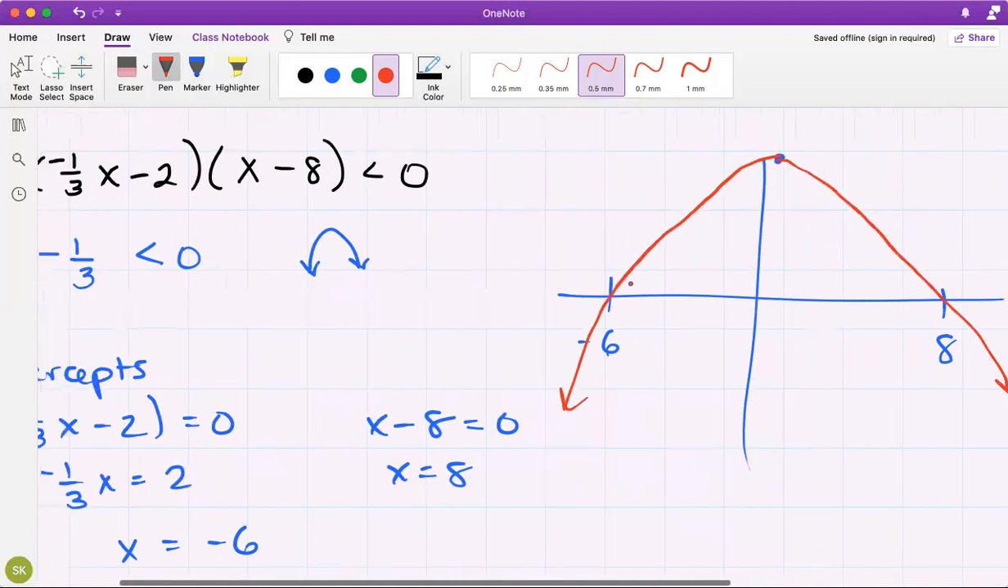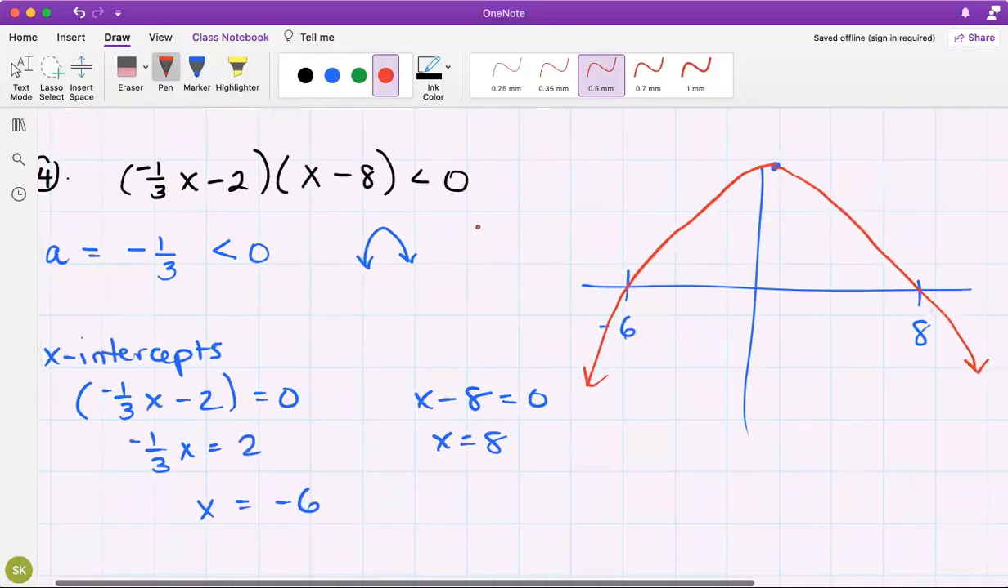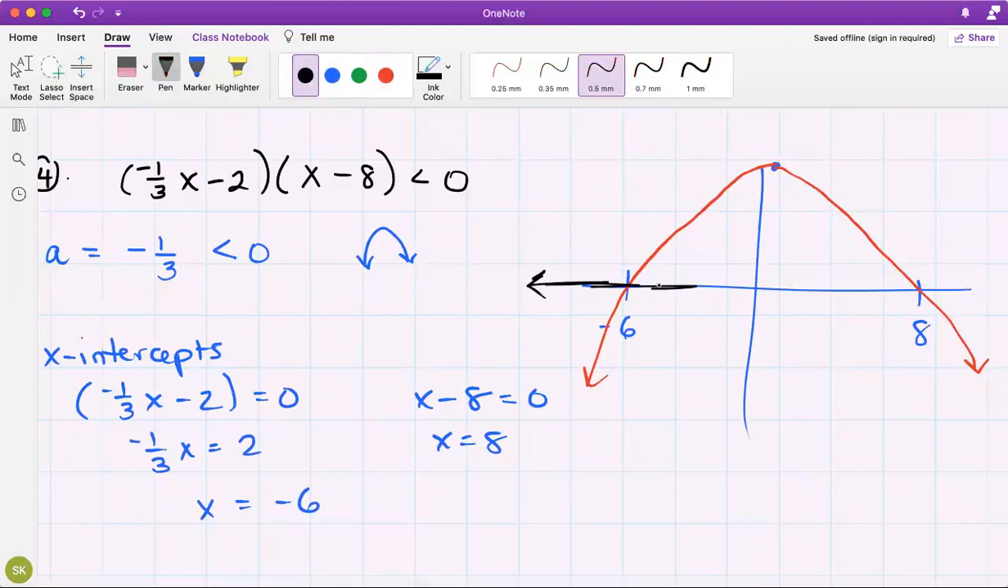Okay, it doesn't have to be perfect. I just want the idea of what this graph looks like. Okay, so we want to find all of the x values that when we plug them into this function, we are less than 0.